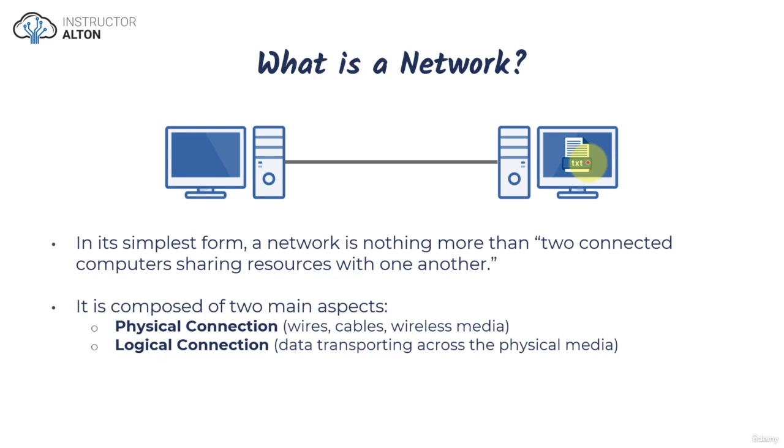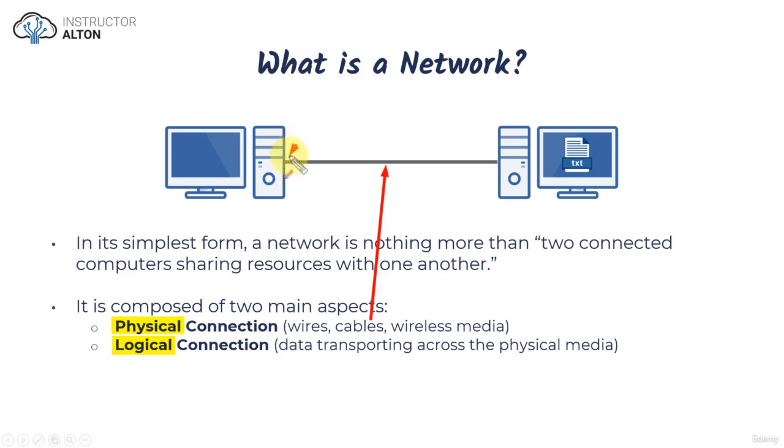Now, taking this a step further, when we talk about computer networks, there are two primary aspects. There's a physical connection or a physical component, and there is a logical connection or a logical component. When we're talking about the physical connection, we're talking about the wires, the cables, and if it's wireless, we're talking about the wireless media. So in this example, it's nothing more than this network cable connecting these two computers together.